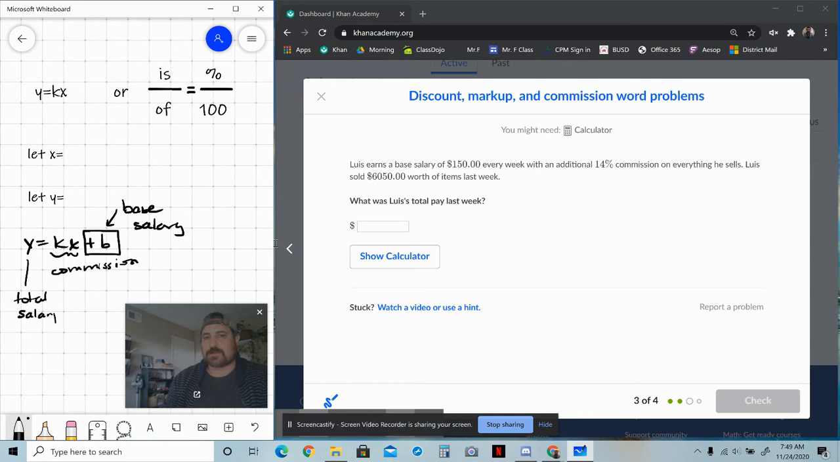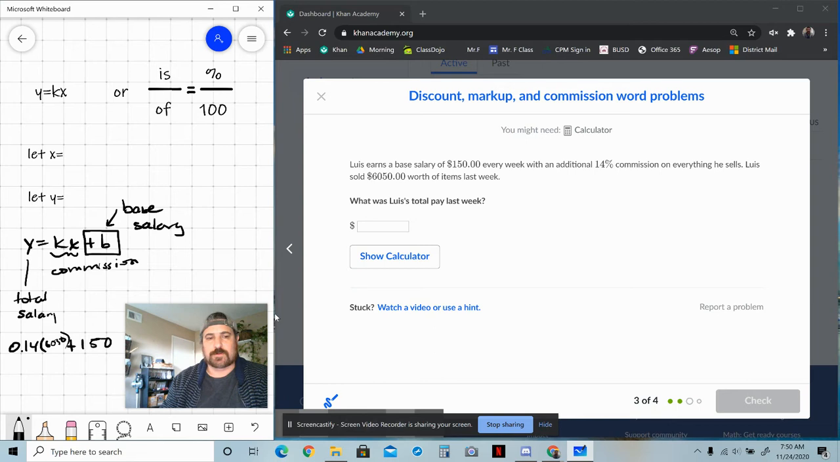So it says Luis earns a base salary of $150. Well, that's not going to change. He earned $150. We're going to add that every single week because he always gets that. It's a base salary. All right. And then it says he gets 14% commission. That's the rate, right? That's the k. So that's going to be 0.14. And that's times what? Well, his sales is 6,050. So 6,050 is his total sales.